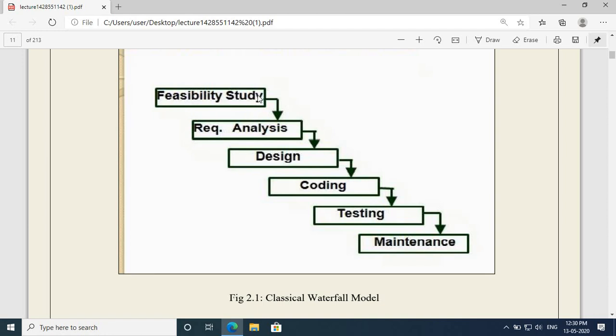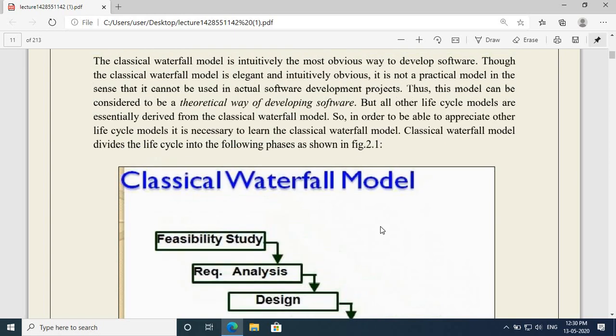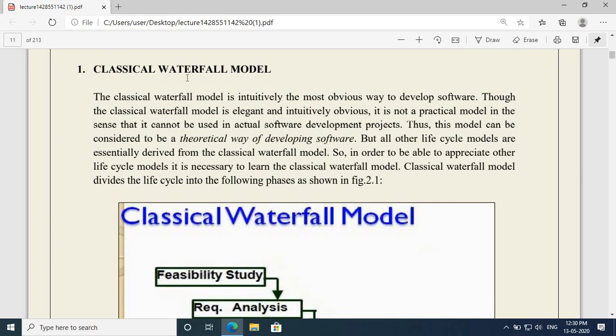The entry phase is the feasibility study, and the exit phase is the maintenance phase. The different steps are feasibility study, requirement analysis, design, coding, testing and maintenance. We will see them one by one. So first we will discuss what is the classical waterfall model.